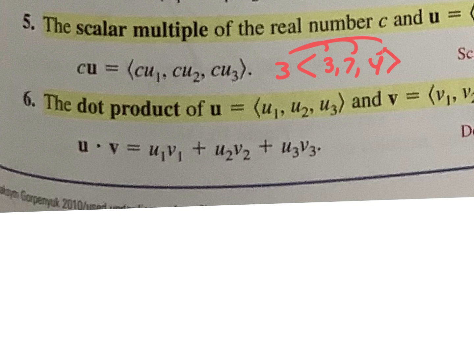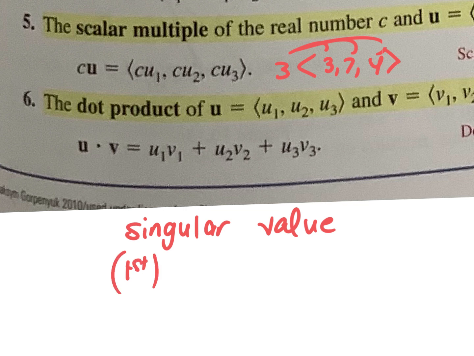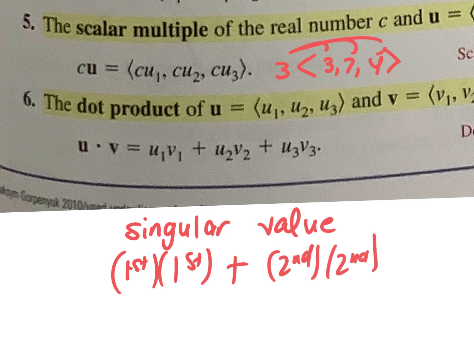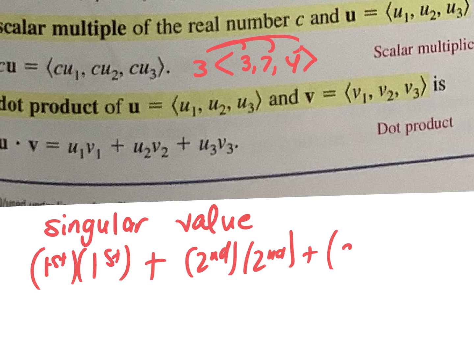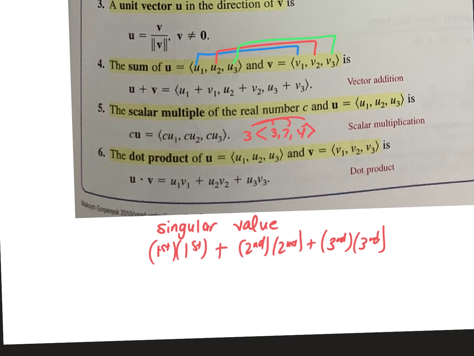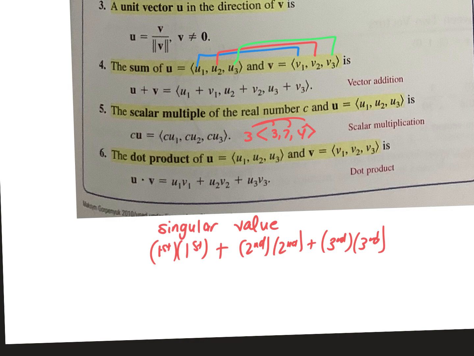And then to find the dot product. We talked about this before, but dot product is one singular value. And how do we find that? It's first times first plus second times second plus third times third. Is that the mathematical way that the book says to do it? No. But that's what I want you guys to remember. First with first, second with second, third with third.